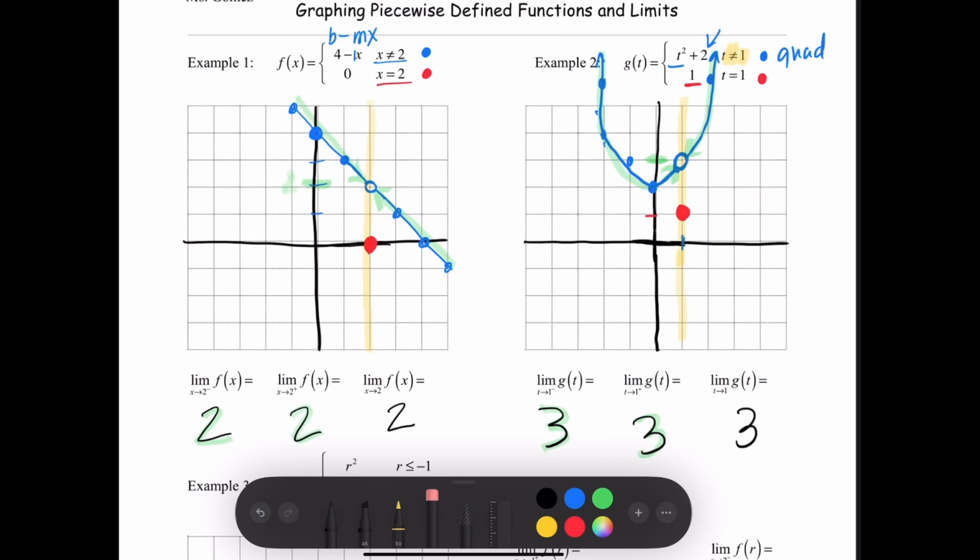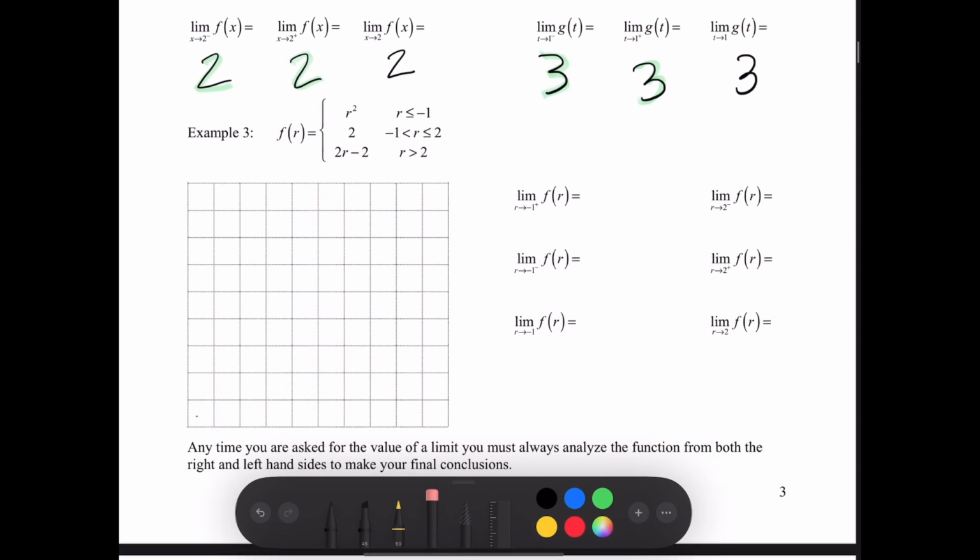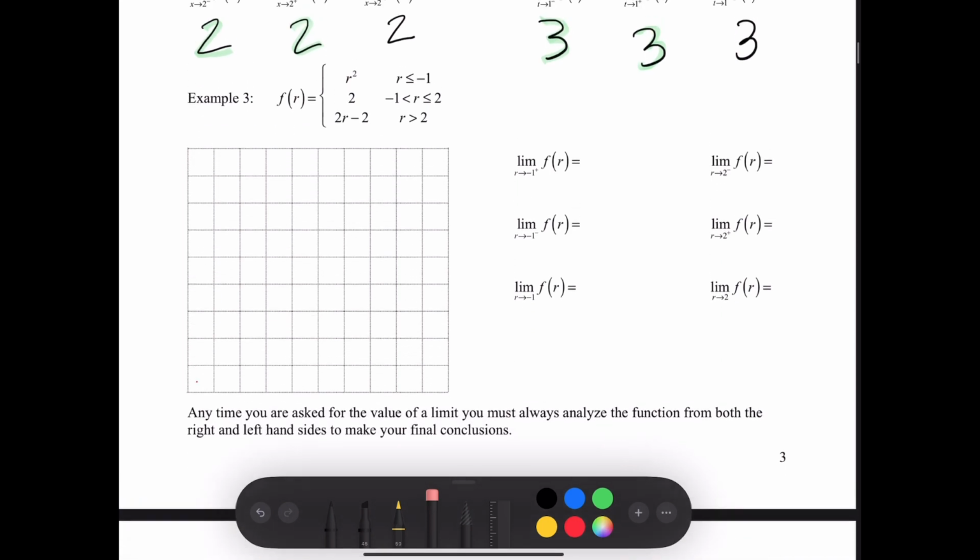Okay. Moving on, I have one more piecewise function, and this one has 3 different pieces. So let's go ahead and get started. For my first piece, I'm going to go ahead and draw in my y-axis. Oh my gosh, it's so crooked. And my x-axis. Okay, cool.